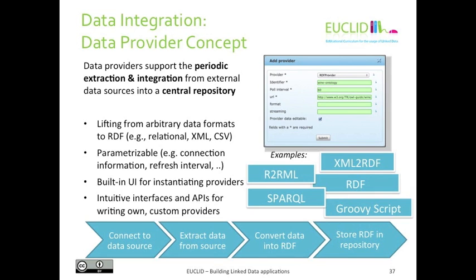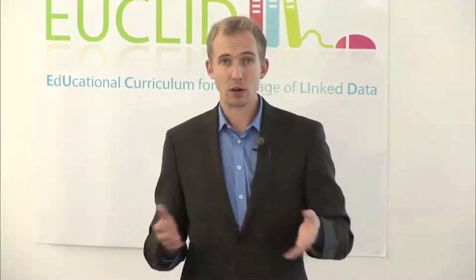Data providers run either once or, more typically, in a periodical way. So you configure how often the data should be updated from the original sources. There are different providers to access different kind of data. For example, you can have a SPARQL provider which queries some remote SPARQL endpoint with a construct query to get all of their data or some of their data.